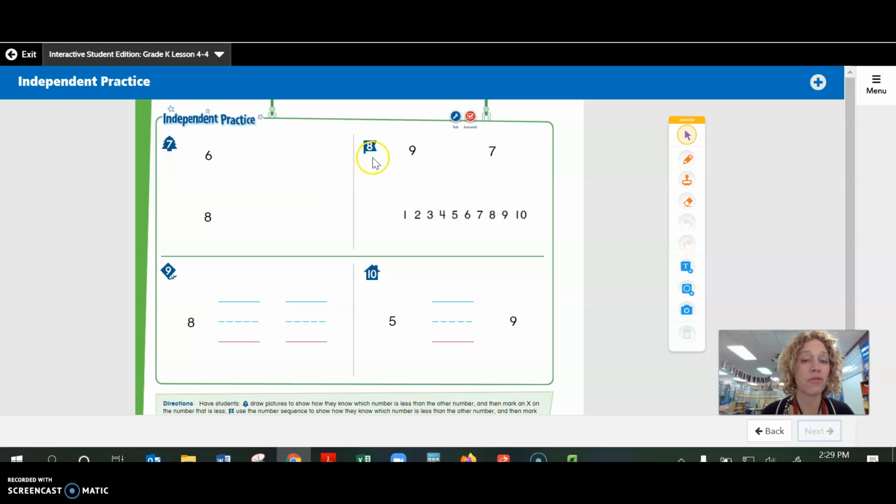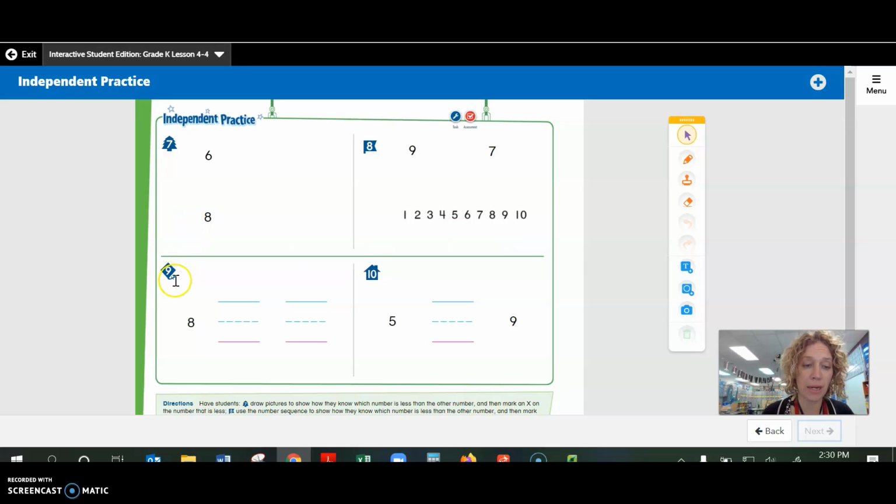Okay, then for number 8, you are going to go and look at the numbers here and you're going to match them to the number line. So here is the number, what, 9. So you're going to put it over here. And here is the number 7. And you're going to put that over here. Then you look at your number line. Which number is less? Remember, less is a smaller amount. I want you to put an X on that.